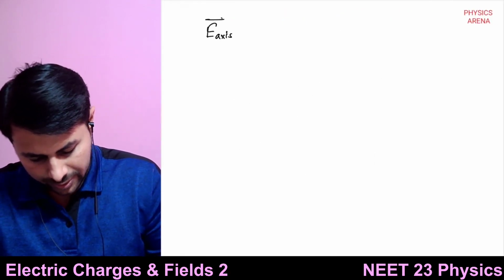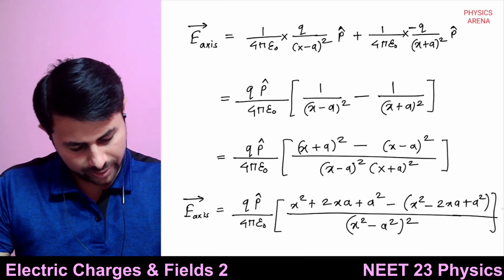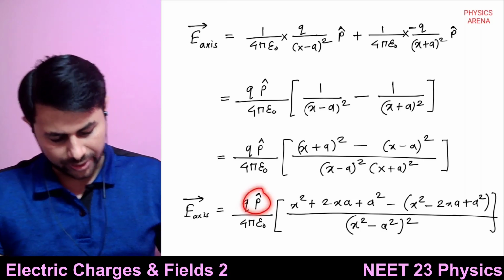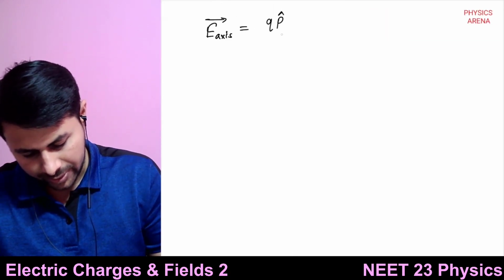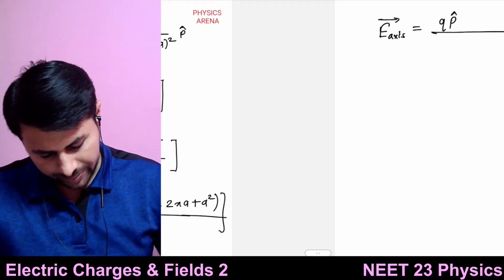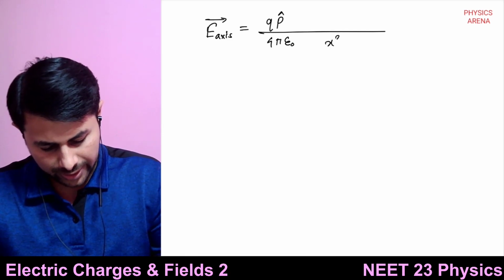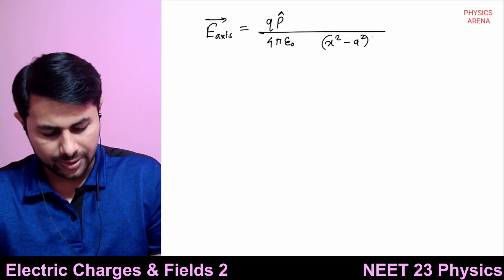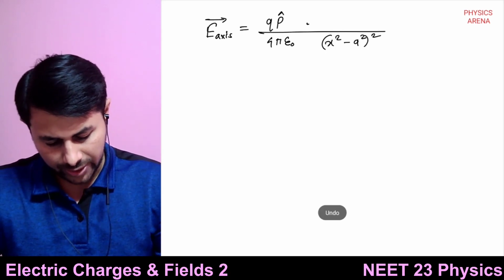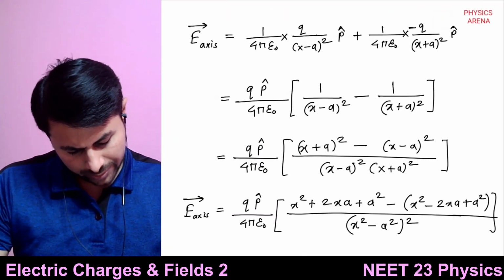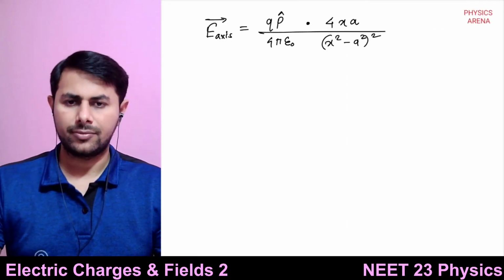E axis bar is equal to, okay, and of course p cap I have written. Okay, so it's equal to q p cap divided by 4 pi epsilon naught x square minus a square, square of that, and in numerator we have 4xa, right?